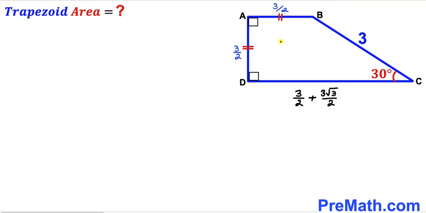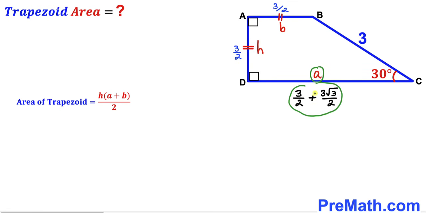And here's our final step. Now we are going to calculate the area of this trapezoid ABCD. Let's recall the area of a trapezoid formula once again. Area is always equal to height h times the sum of bases a plus b all over 2. In our case, our base a is 3 divided by 2 plus 3 times square root of 3 divided by 2. Our base b is 3 divided by 2, and the height h is 3 divided by 2 as well.